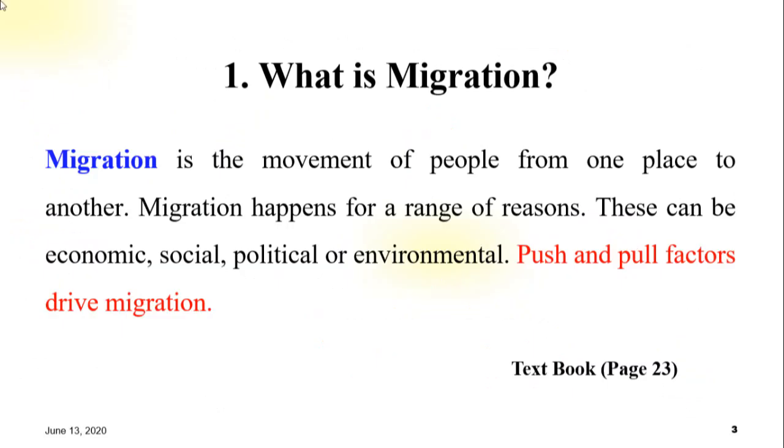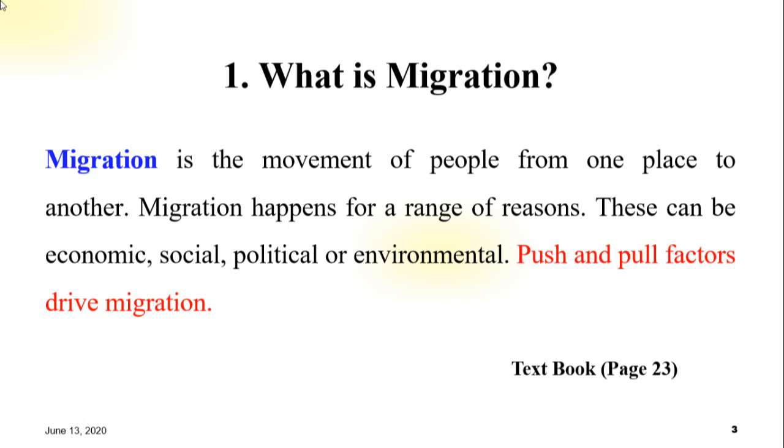Number 1, what is migration? Migration is a noun, right? Migration is the movement of people from one place to another place. In this sentence, it means the definition of migration. It means the movement or the changing of people from one place to another place, or from one country to another country. Or you can say from one province to another province. You can say like that.